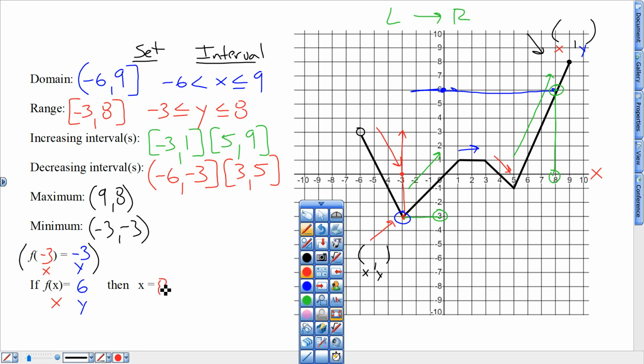That is the coordinate (8, 6) right there. That's what that is saying. It's giving you half the coordinate. Find the other half.